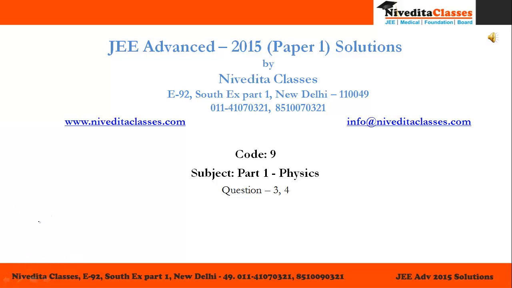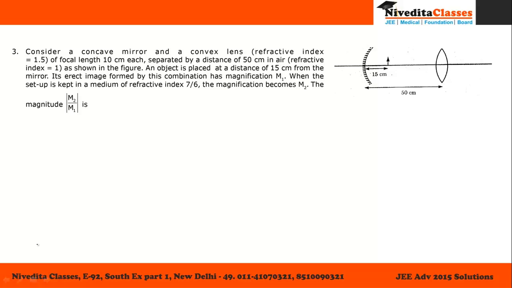Okay friends, now let us discuss question number 3 and 4 from code 9 of JEE Advanced 2015 paper 1. In this question we are given a setup of a mirror and a lens, and we have to compare the magnification in two cases. In the first case, the complete setup has been placed in air, and in the second case we have actually changed the medium in which this complete setup has been placed.